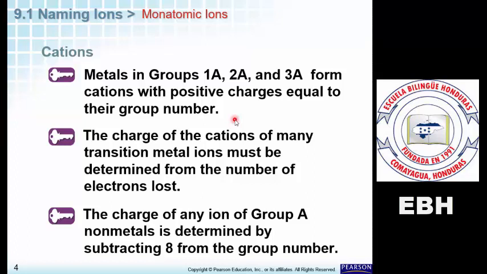The second key concept: the charge of the cations of many transition metal ions must be determined from the number of electrons lost. Over here, you have to remember what is the charge of a cation and what is the charge of an ion. Third key concept: the charge of any ion of Group 8, the nonmetals, is determined by subtracting 8 electrons from the group number.